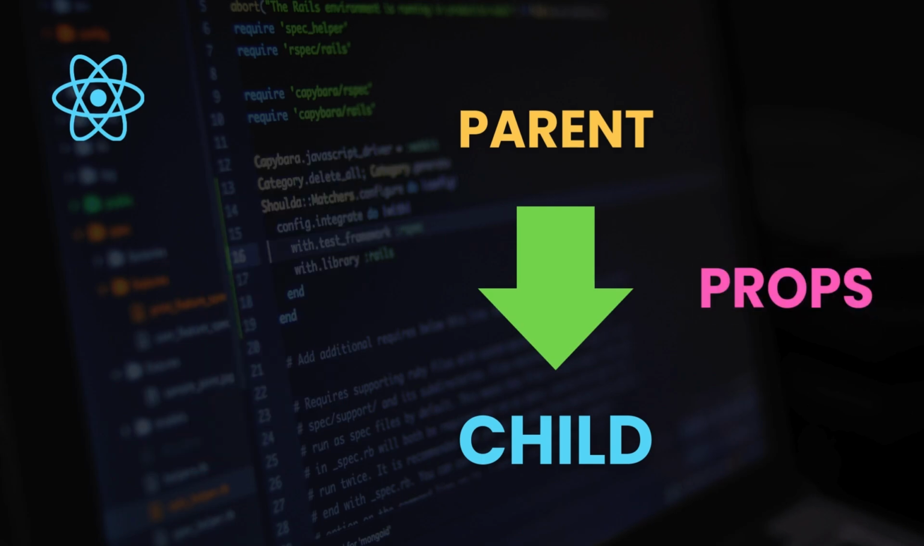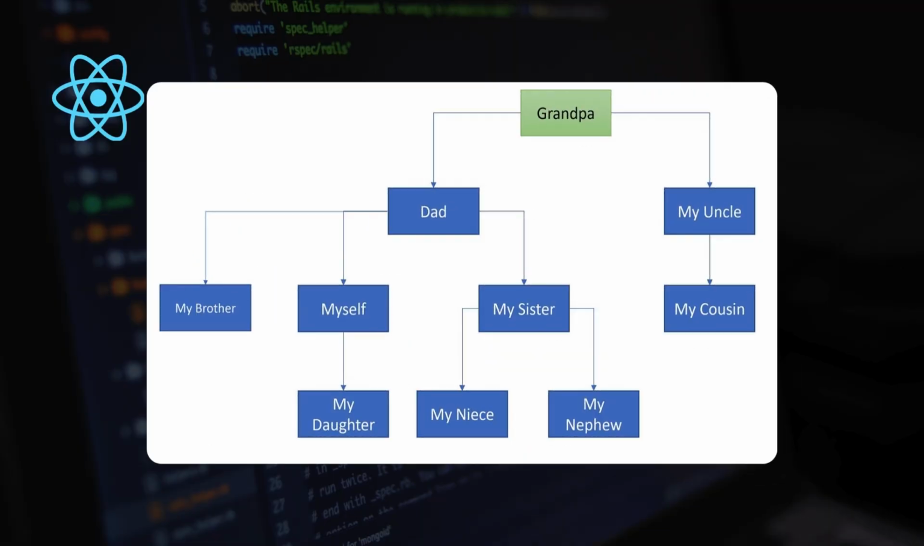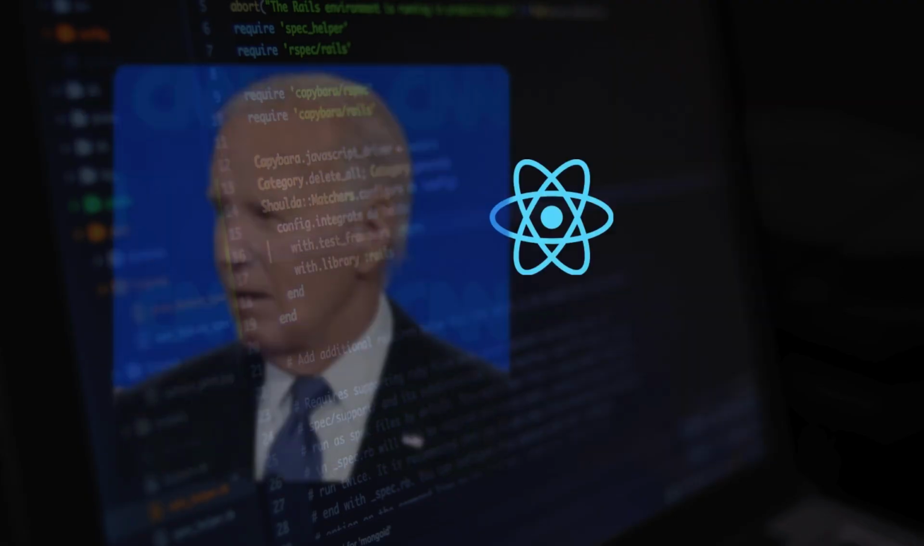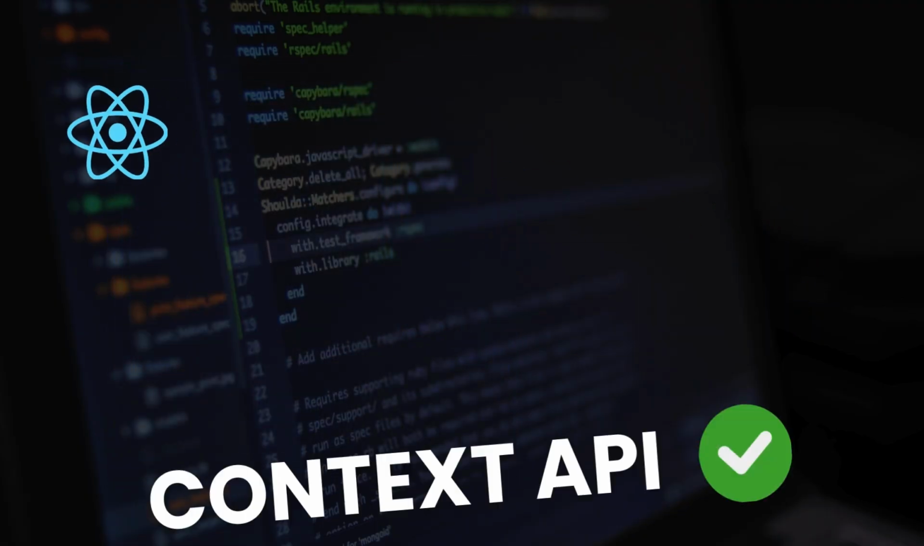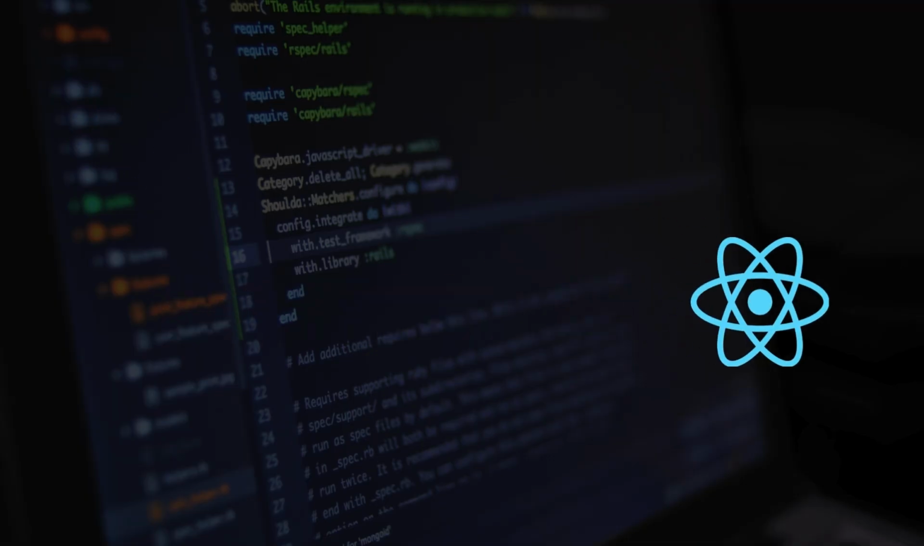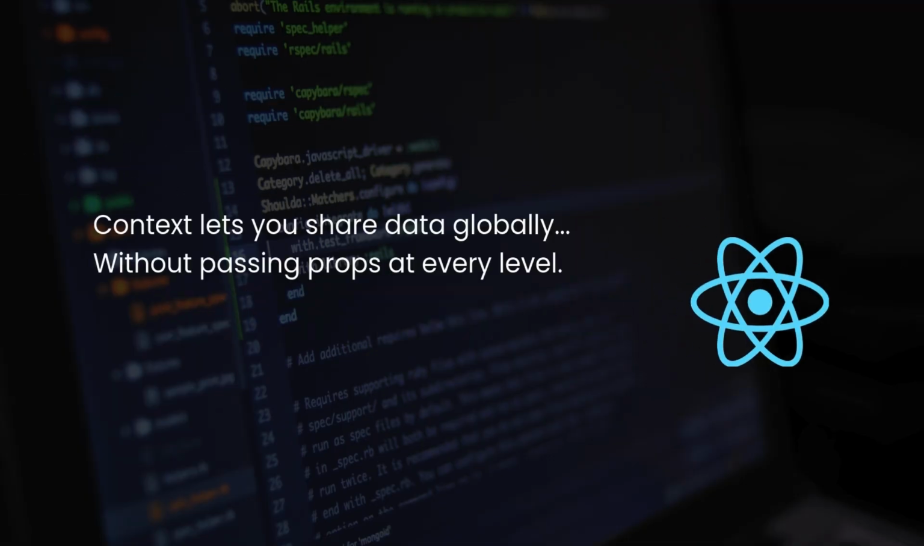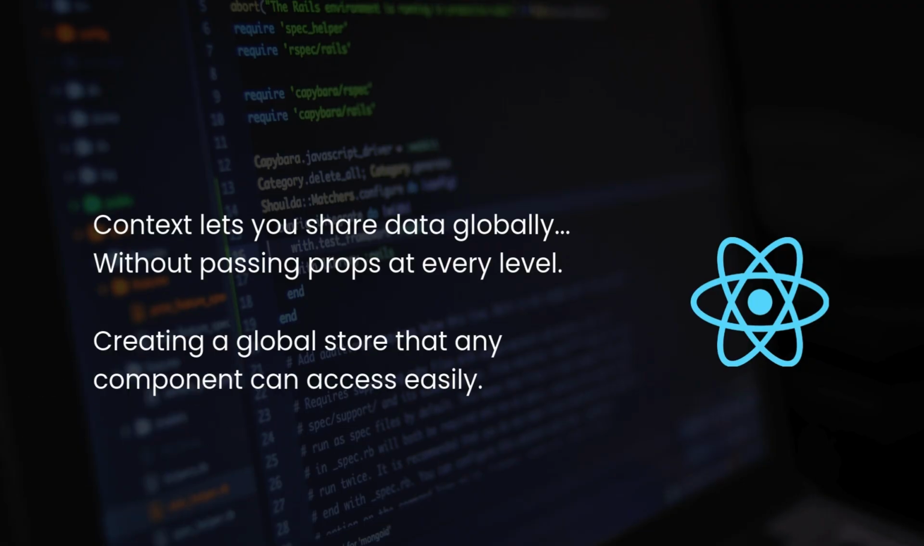But now, imagine you have a deeply nested structure: parent, child, grandchild, great-grandchild, and so on. Passing props all the way down, it becomes messy, confusing, and frustrating. This is called prop drilling. And that's where Context API comes to the rescue. Context lets you share data globally, without passing props at every level. It's like creating a global store that any component can access easily.